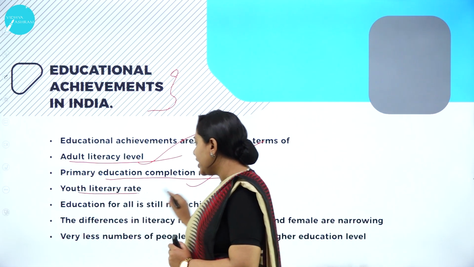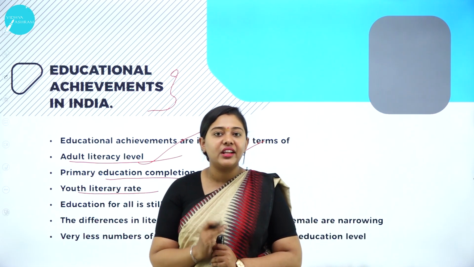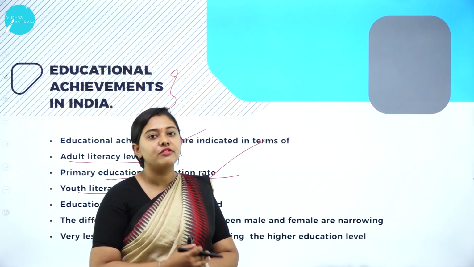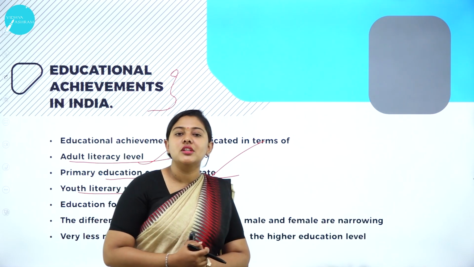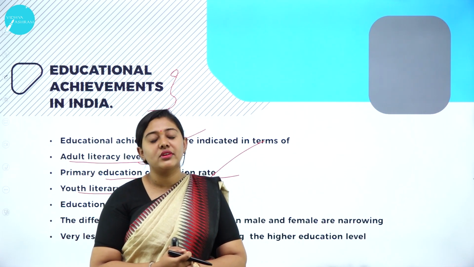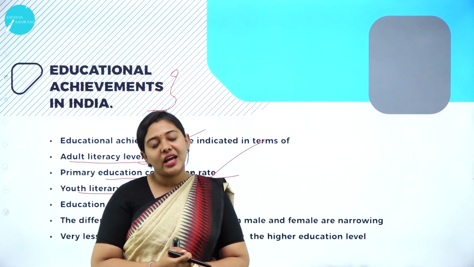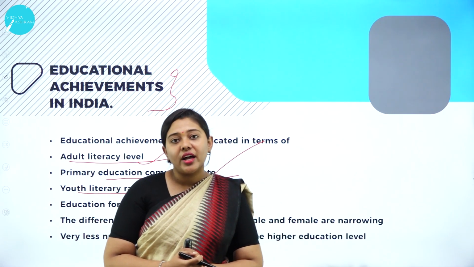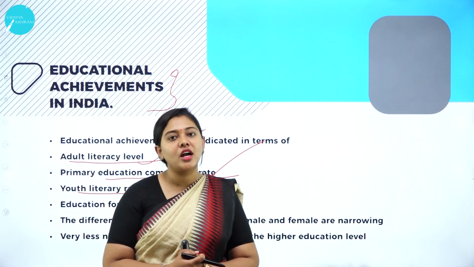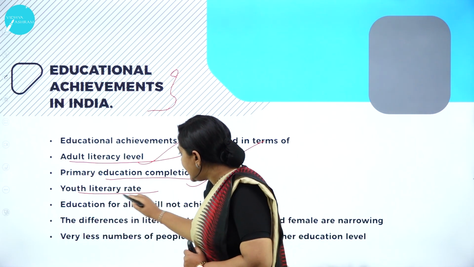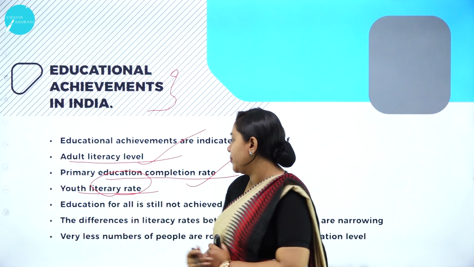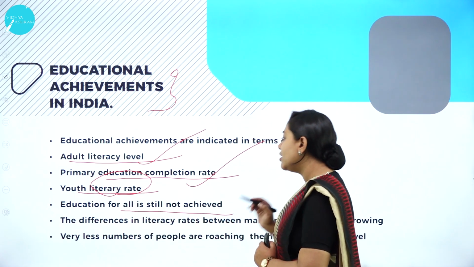Youth literacy rate. Most of the youth are literate in India today. So we have a lot of MNCs coming up. In the next 5 years, 5,000 multinational companies will come into our particular states and cities, tier 1, tier 2, tier 3 cities, depending on the facilities available and the demographic situation. The companies are coming because of the literacy rate that we have increased through our education. Education for all is still not achieved.